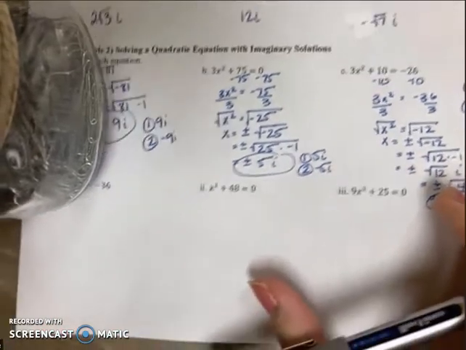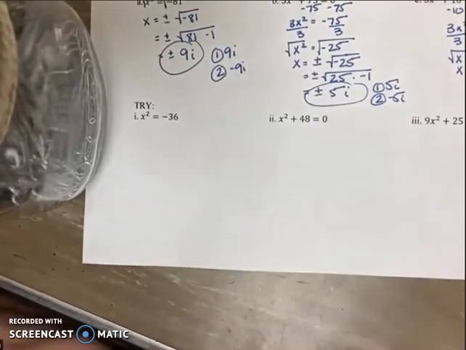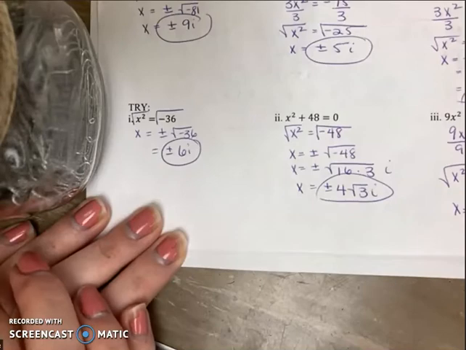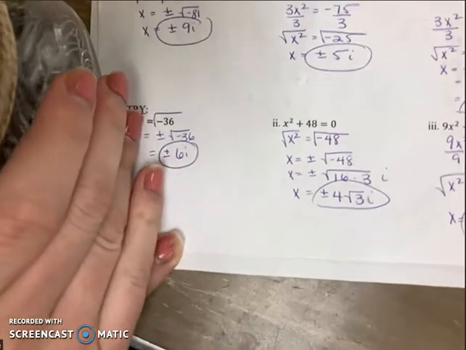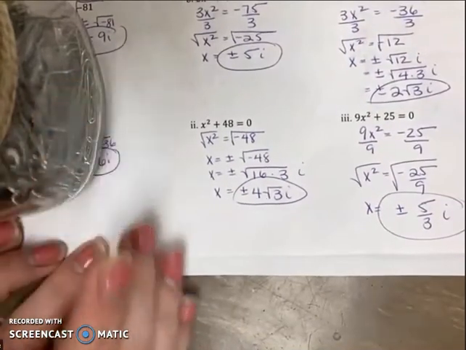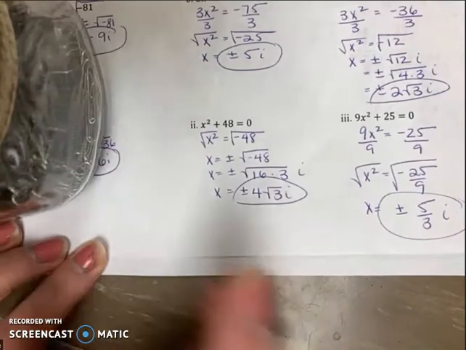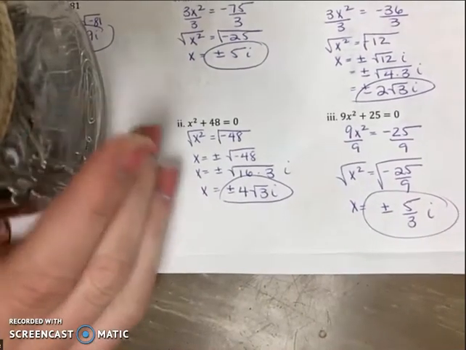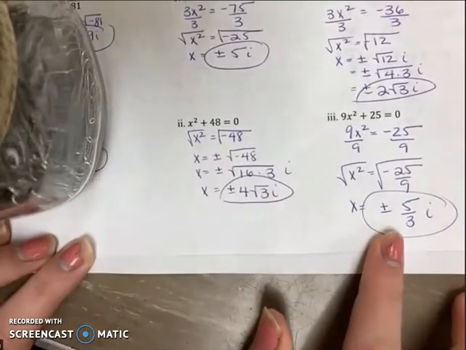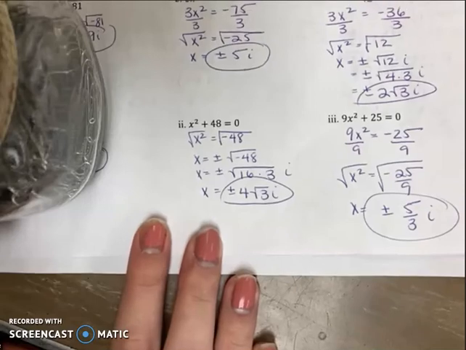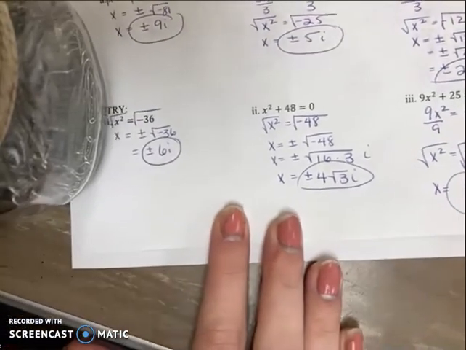I'd like you to pause the video and try the next three. Number 1, you should have ended up with plus or minus 6i. 2 was plus or minus 4 root 3i. And 3 was plus or minus 5 over 3i. Feel free to pause and check your work if you got it incorrect.